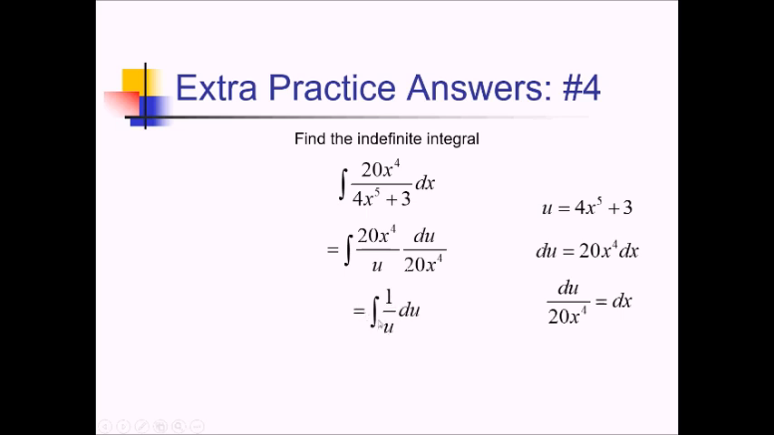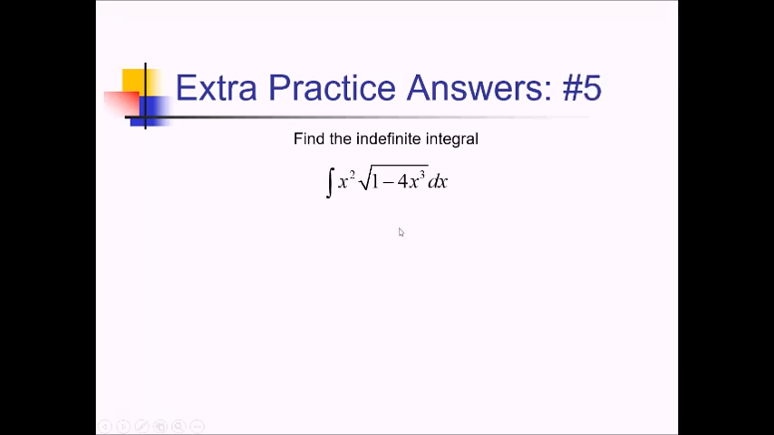And now the antiderivative of 1 over u, that's just going to be ln absolute value of u plus c. As a final step, let me just replace u with 4x to the 5th plus 3, substituting that back in. And there we have it.